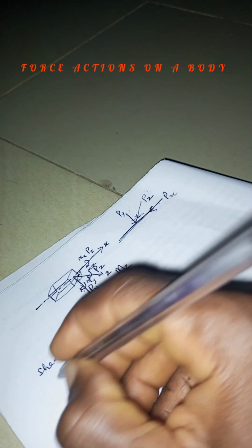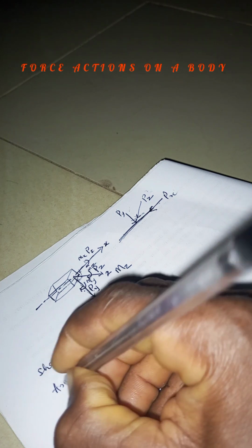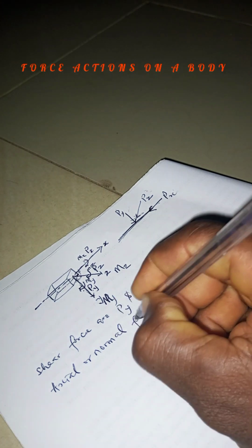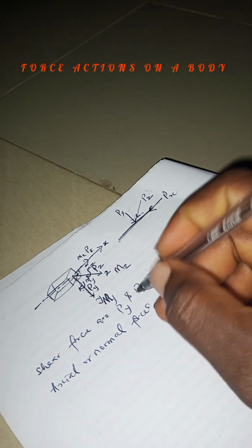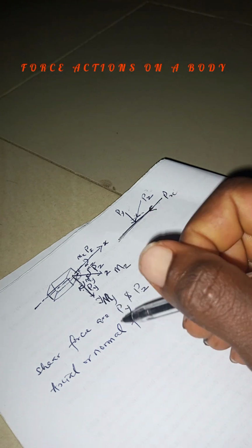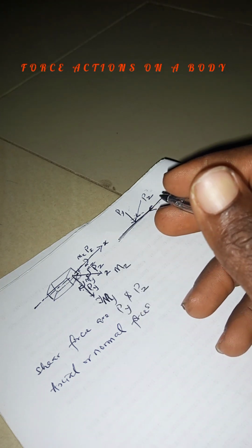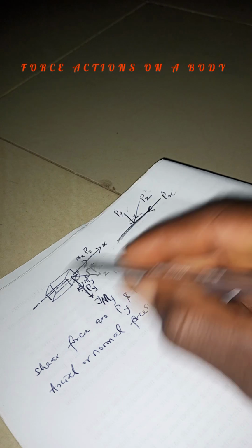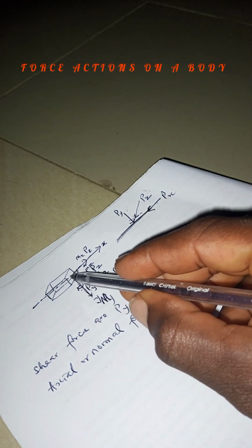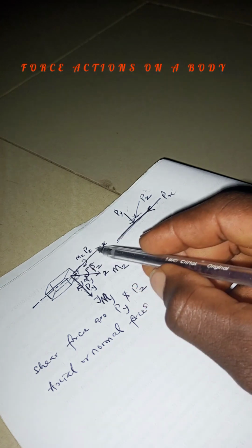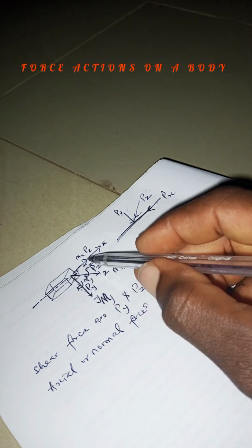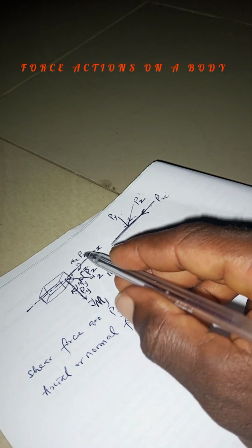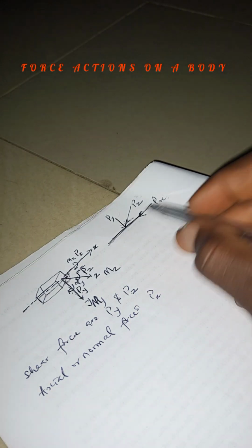Now, we also have axial or normal forces. Axial or normal forces are forces that are acting parallel or along the element axis. I told you this is the neutral axis of this structural element, and this is the axial force. So Px is the only axial force.